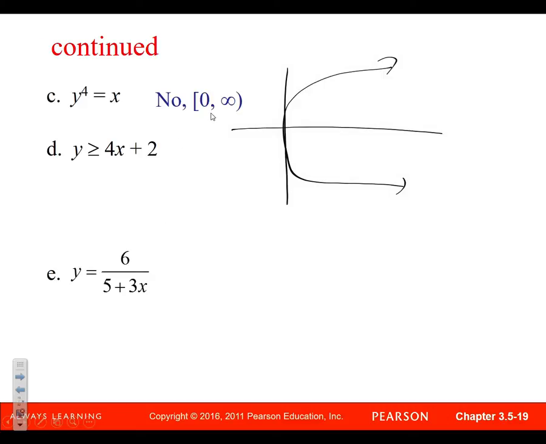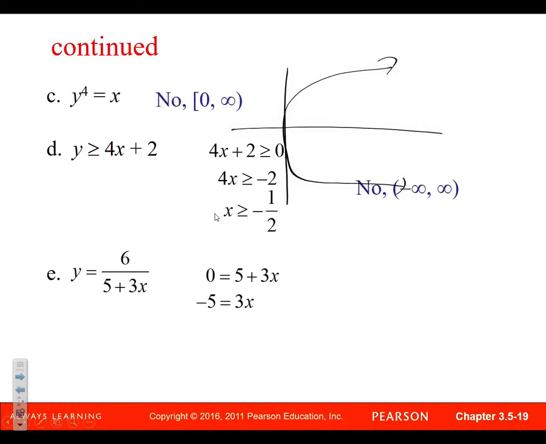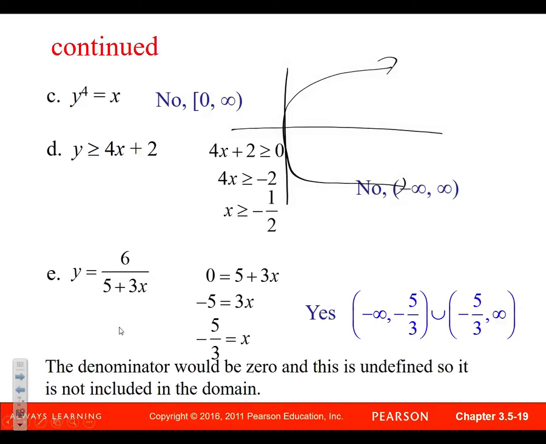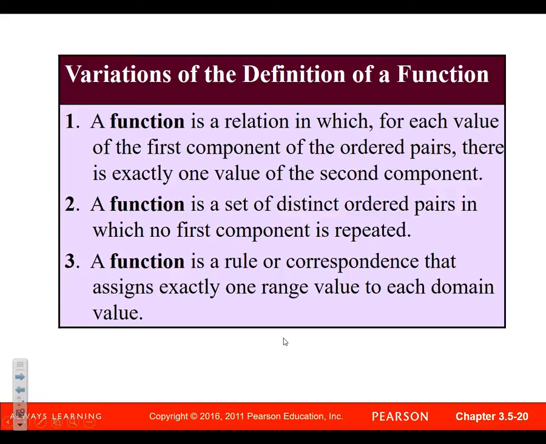And if we did talk about the domain, it would be from 0 to positive infinity. See it? What about the range? Negative infinity to positive infinity. But this is not a function, so it's gone. This is also not a function because it's an inequality. And this one, oh, this one is a function. The denominator would be 0 and this would be undefined, so it's not included in the domain, but it is a function. Okay. Take a picture of this.